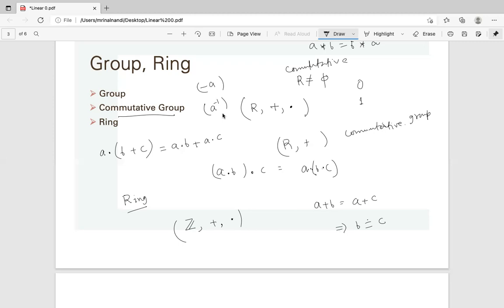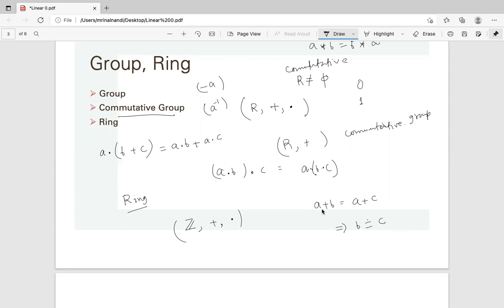But if you use a symbol like addition, or sometimes an operation very close to addition, say A star B is A plus B minus 1, sometimes the additive word is there. Then we don't write A to the minus 1, we write minus A. And for a multiplicative thing, we write A to the minus 1. It may be something complicated, say A star B is A into B plus A plus B. Then we use just A to the minus 1 for the inverse. If there are two operations, for the first operation we write minus A, and for the second operation we will use A to the minus 1.